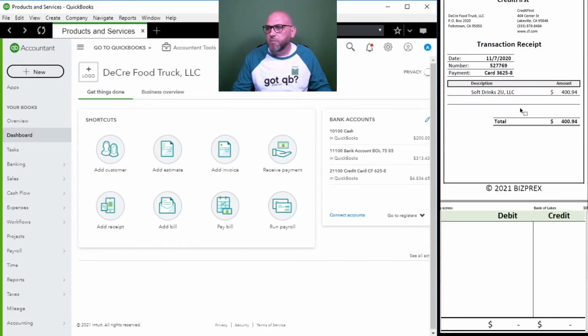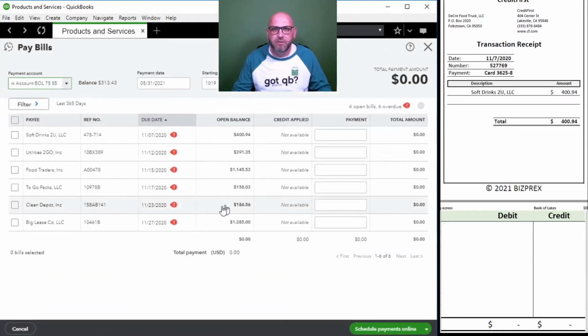All right, we're gonna pay, right? Finally, we're paying some bills after entering them all, right? So we're gonna pay the soft drinks bill, and we're gonna pay it with our credit card. So let's go ahead and pay bills, right? So which one? Soft drinks right here. So we're gonna pay this one.